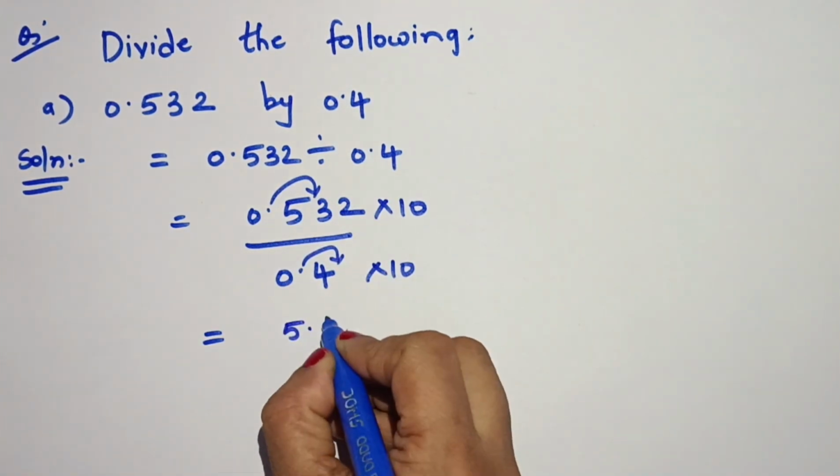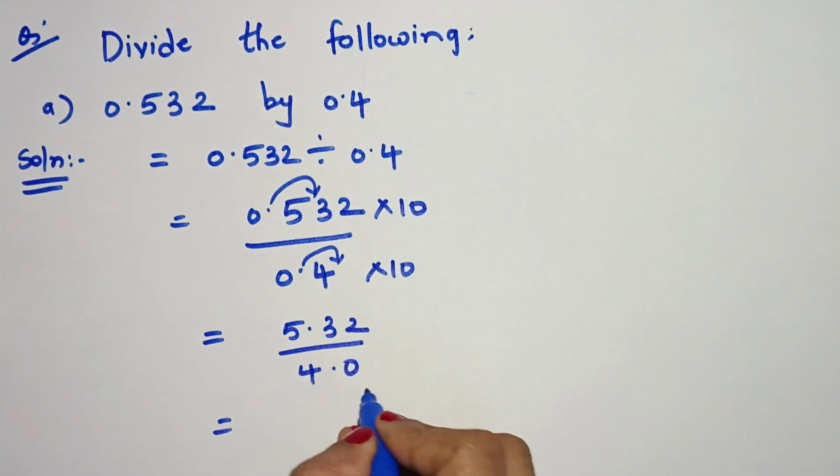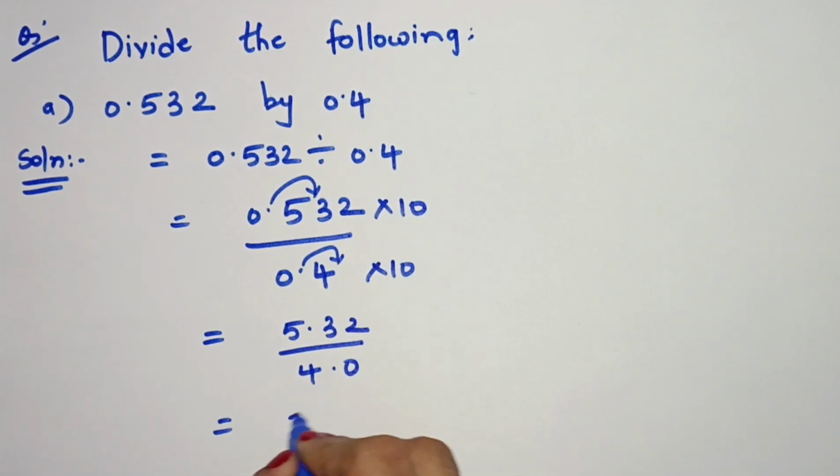So 5.32 divided by 4.0. 4.0 is nothing but it is written as 4 only. So 5.32 divided by 4. So now you got divisor as a whole number. Can you perform it as a normal division? Yes, we can perform it as a normal division. So let's see.